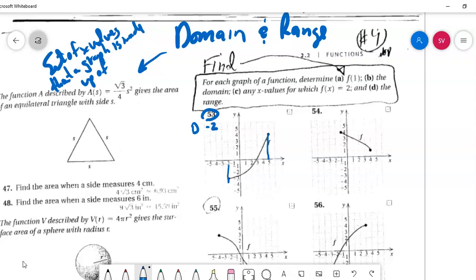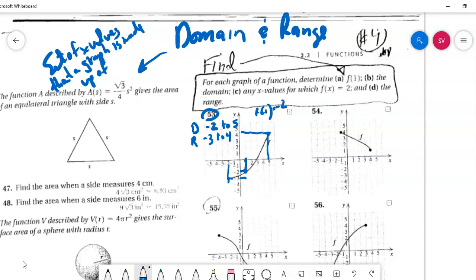So now let's determine what's f of 1. What does that mean? That means that I'm plugging in 1 in for x. So when x is equal to 1, what's y? So where's my x of 1? Right here. So where is the graph when x is equal to 1? Right here. So what is y when x is equal to 1? -2. That's this value right there.